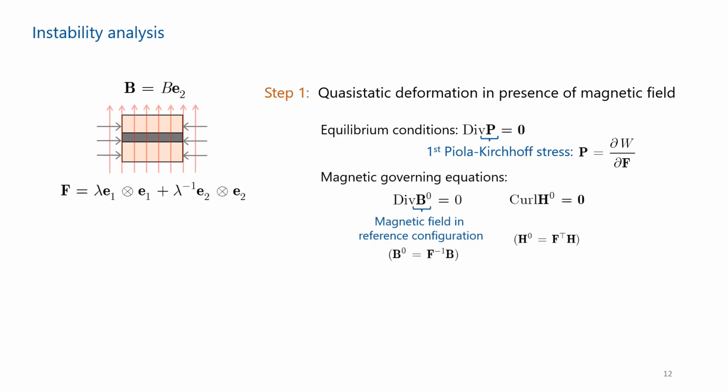Additionally, we have governing equations for the magnetic field. Here the naught superscript is used to denote the fields in the reference configuration, and they can be related to the ones in the current configuration like this.